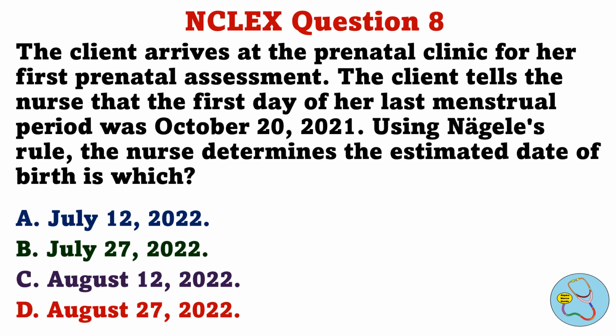Question 8. The client arrives at the prenatal clinic for her first prenatal assessment. The client tells the nurse that the first day of her last menstrual period was October 20, 2021. Using Nagel's rule, the nurse determines the estimated date of birth is which?